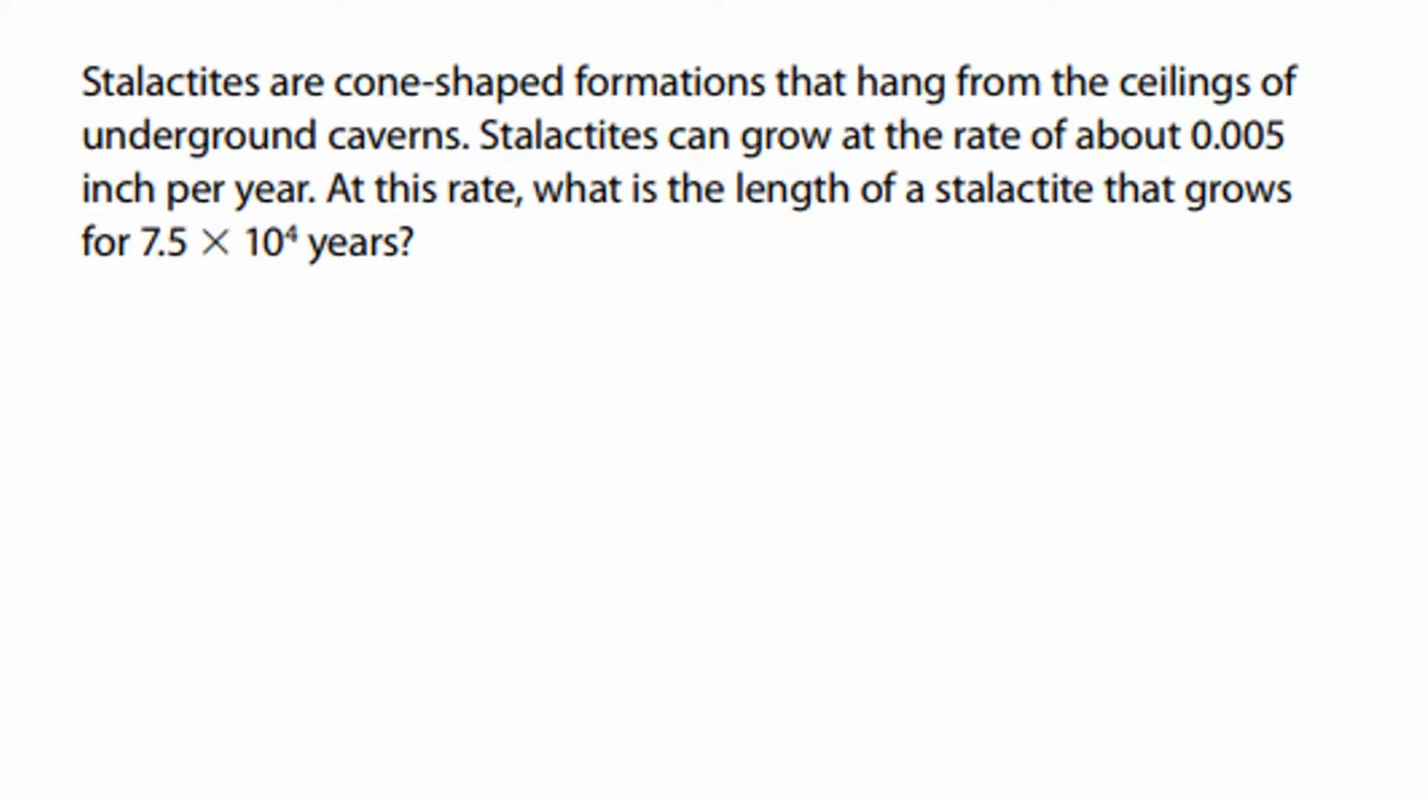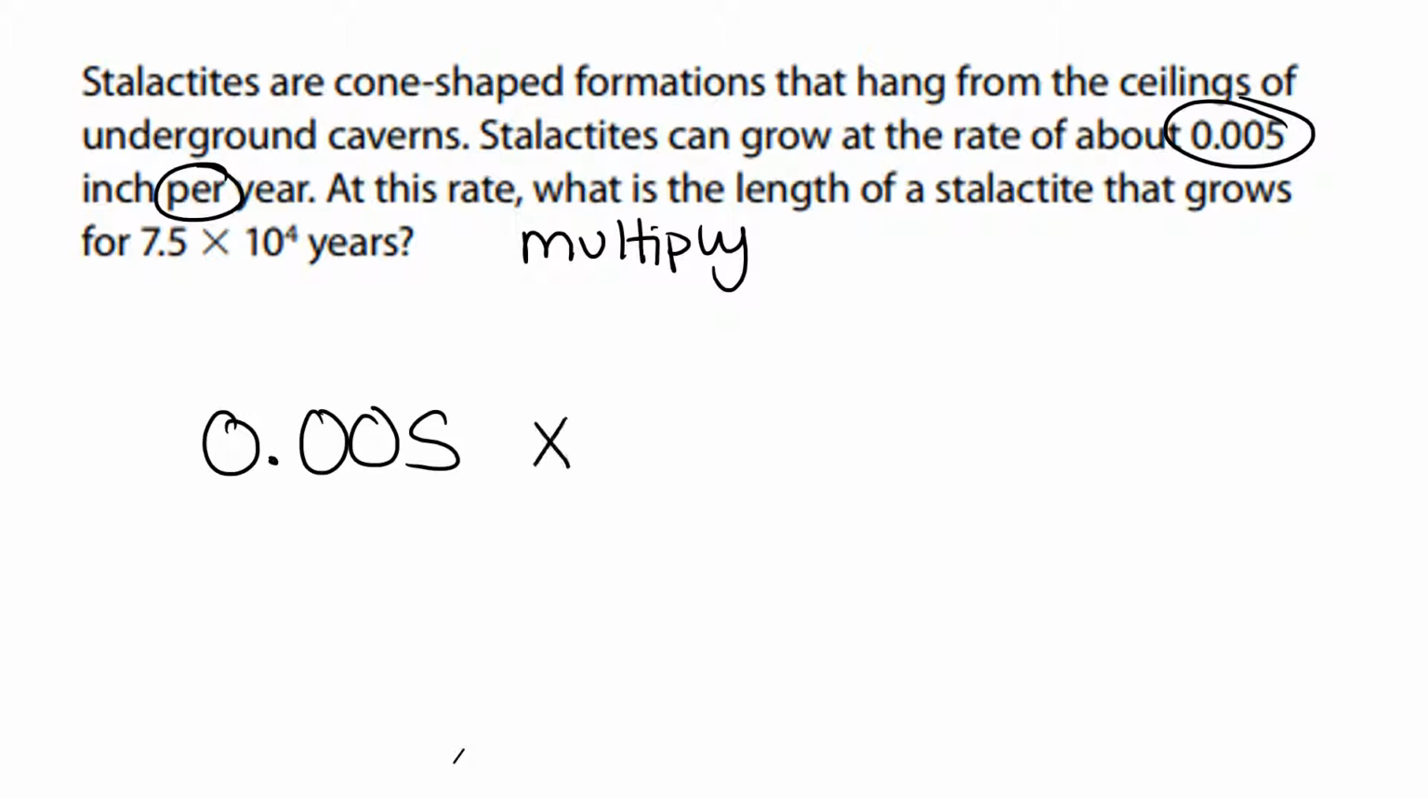Stalactites are cone-shaped formations that hang from the ceilings of underground caverns. Stalactites can grow at the rate of about 0.005 inch per year. At this rate, what is the length of a stalactite that grows for 7.5 times 10 to the 4th years? Typically, whenever you see the word per, it is going to mean to multiply. So we are going to multiply the two numbers, 0.005 times the other number, 7.5 times 10 to the 4th.